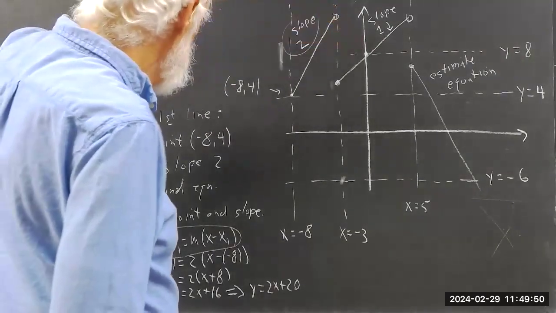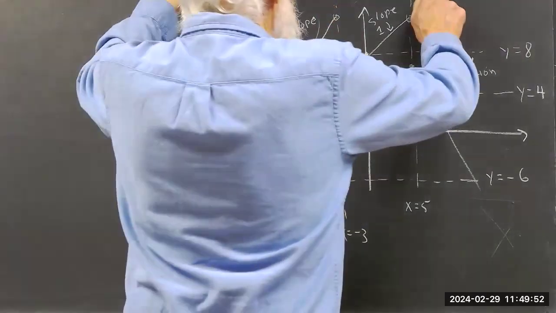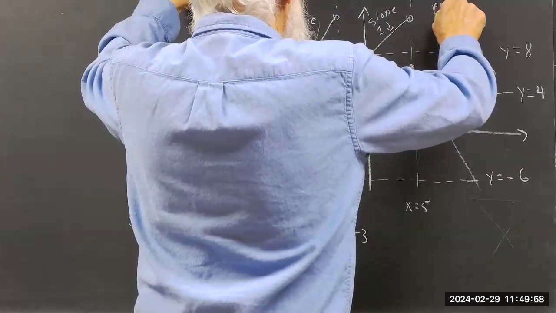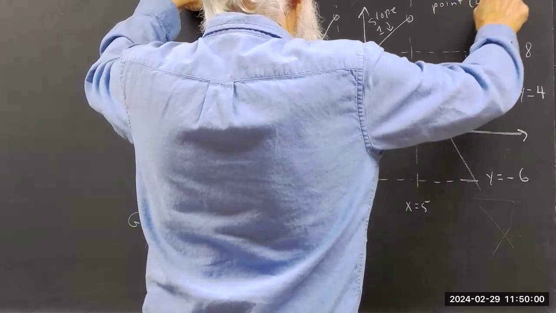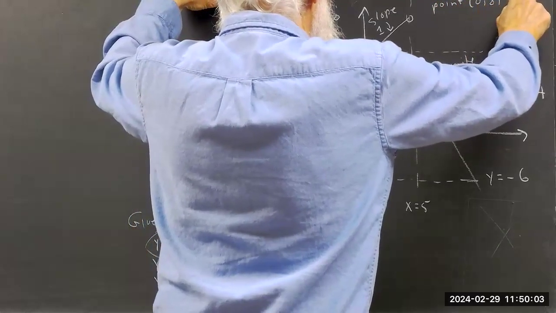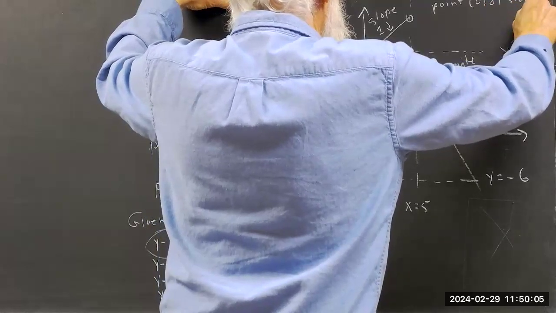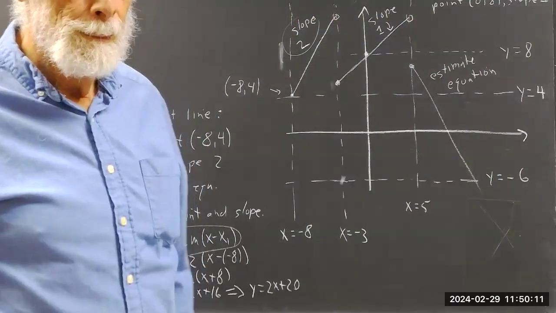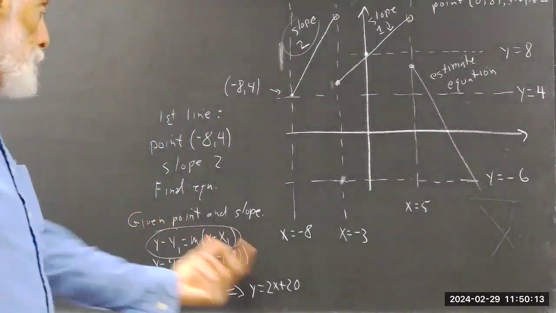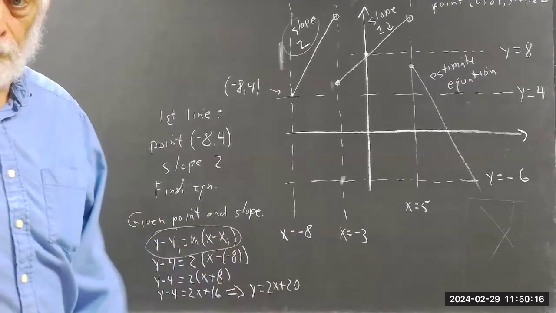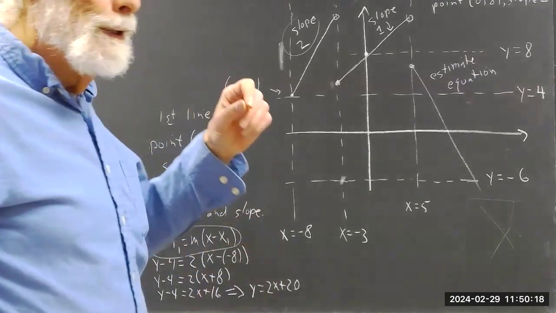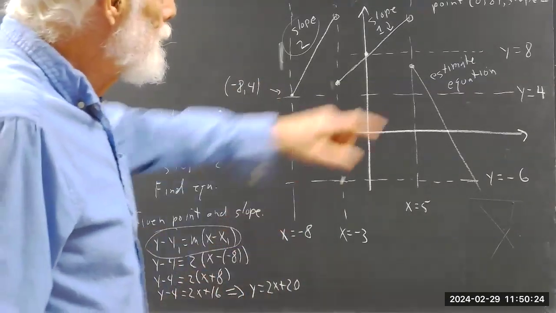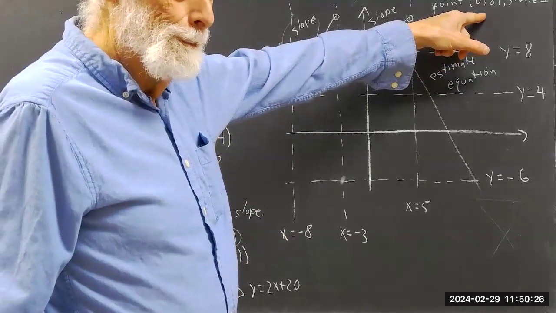For this line, we have plenty of information. We have the point and the slope 1. So we can put that into the slope-intercept form and get the equation. However, there's a simpler thing we can do. We know that this point is the y-intercept.